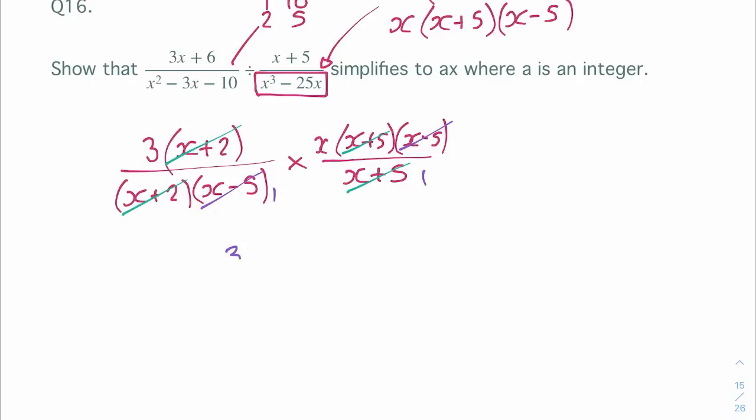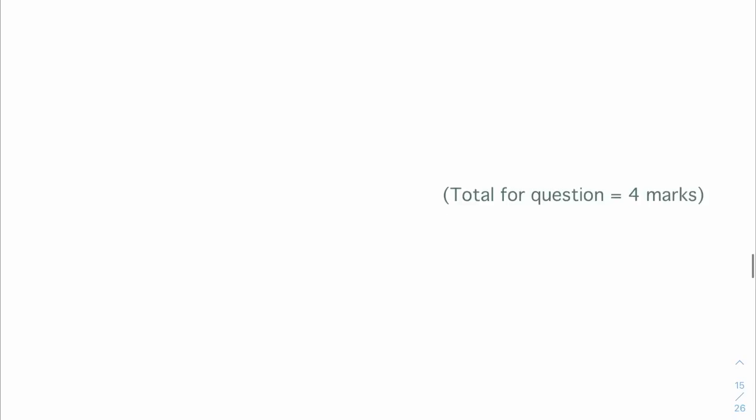So what we end up with is 3 over 1 multiplied by x over 1, which would just equal 3x over 1. Obviously, when it's written over 1, you'd just write that as 3x. So our final answer is 3x, and there we go, it matches what we were told, that it was going to be ax, where a is an integer. Okay, so that was looking at algebraic fractions.